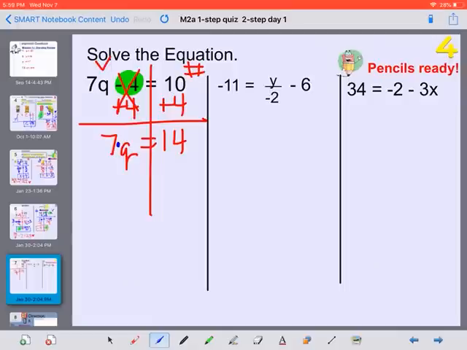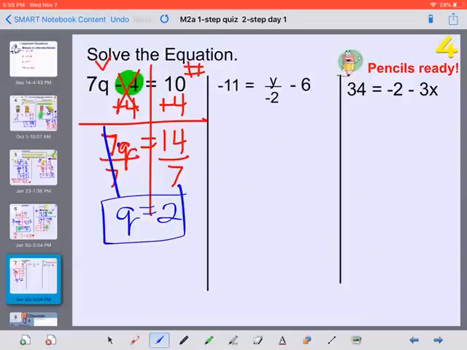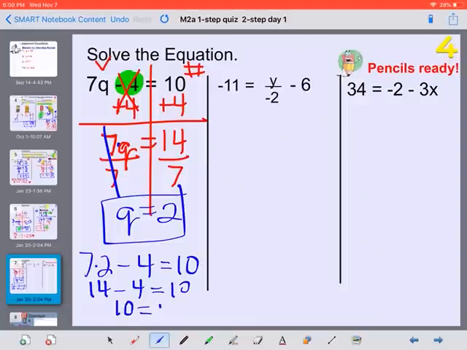And then getting rid of this 7, they're touching, it's multiplied. The opposite is, oopsies, I did not mean to erase that. The opposite of multiply is divide, so I'm going to divide by 7 on both sides. 7 over 7 is just 1q or q. 7 goes into 14 2 times. So I have q equals 2. If you want to double check it, you have 7 times q, which is 2, minus 4 equal to 10, which is 14 minus 4. 14 minus 4 is 10. So yes, it worked. I'm just checking my work.